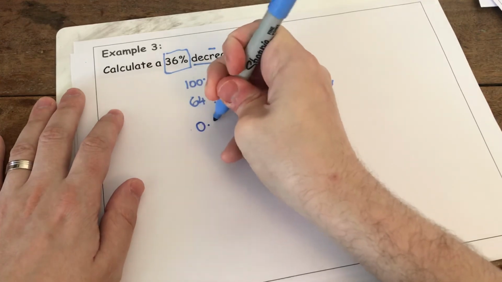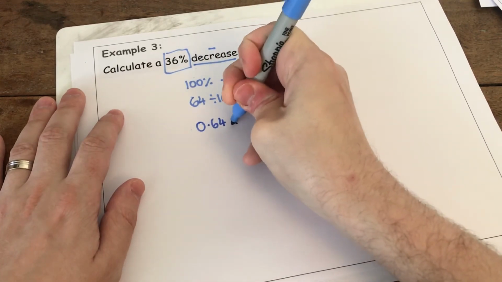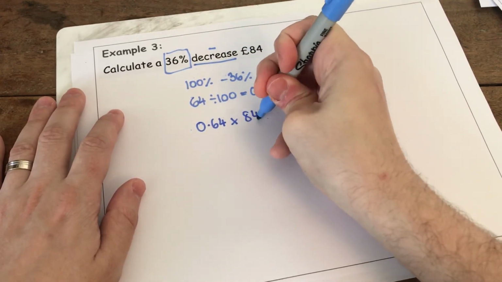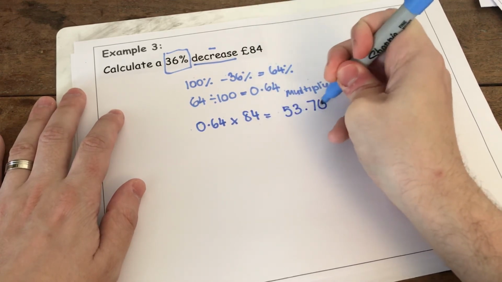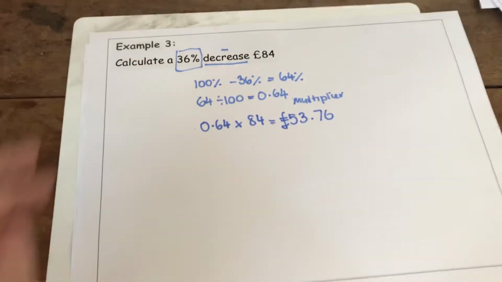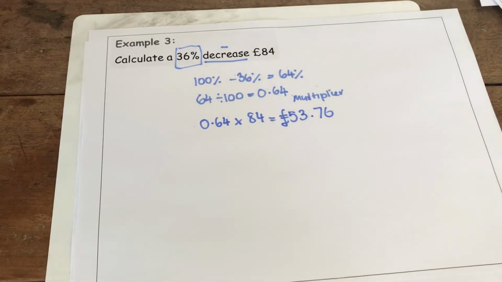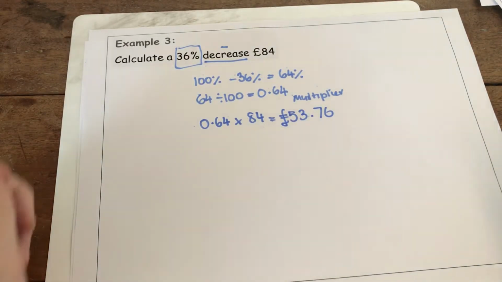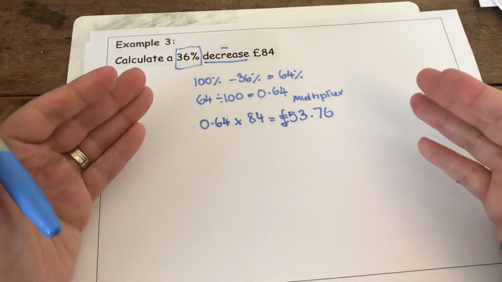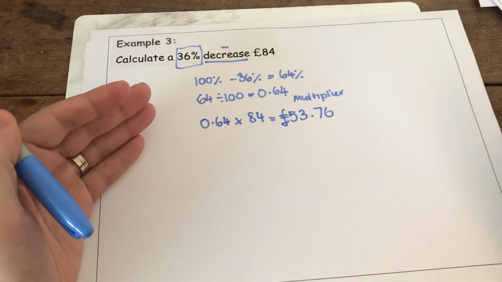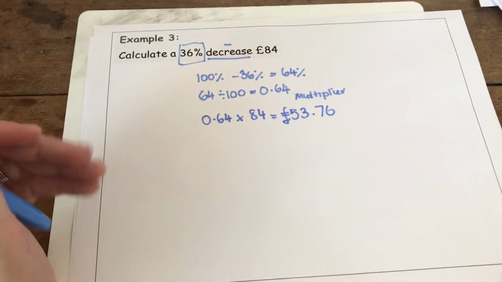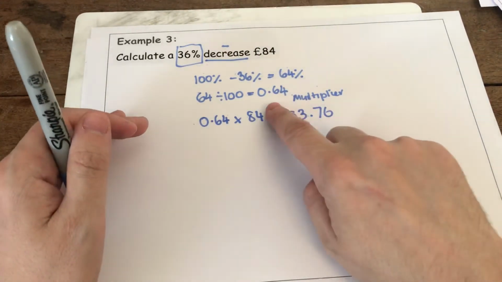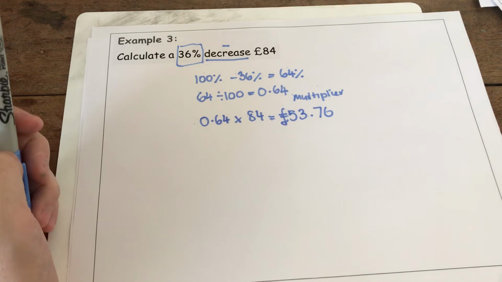So you get 0.64, you multiply it by your amount, which is 84, and what comes out is 53.76. Put your pounds on and you have completed that question straight away. Again, you don't have to use this method for these problems. If you prefer the other method, you would find 36%, then take it off 84 at the end. However, it is important that you know what a multiplier is and that you can use it as well.